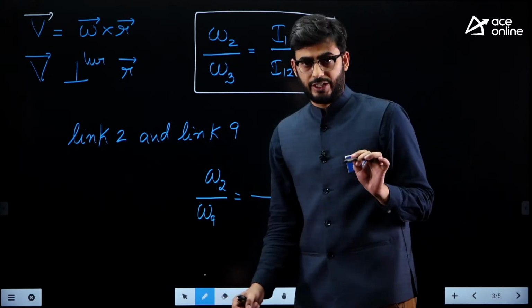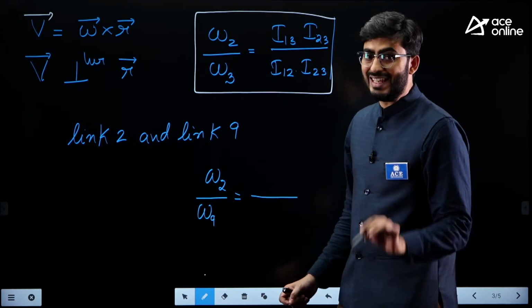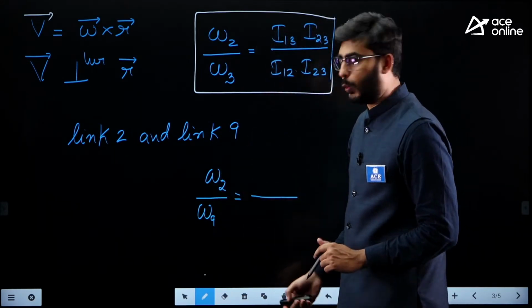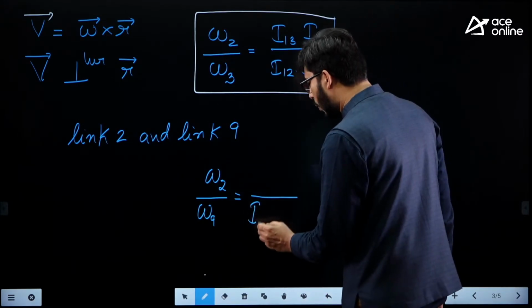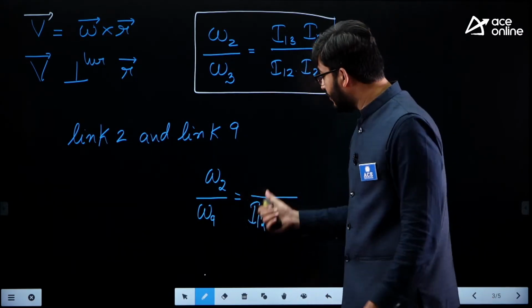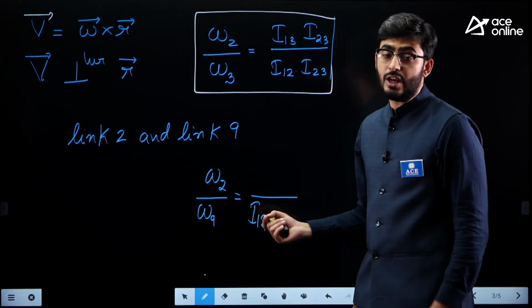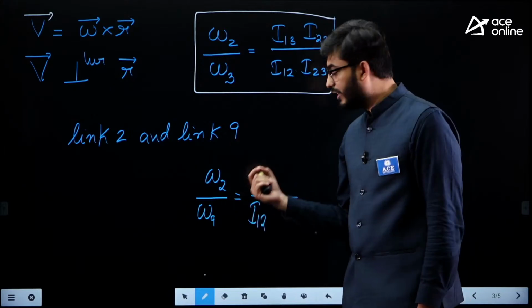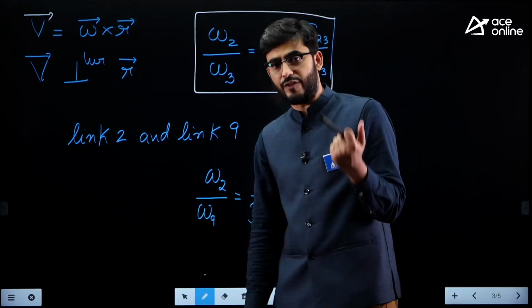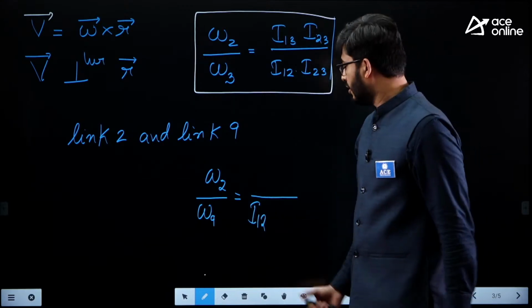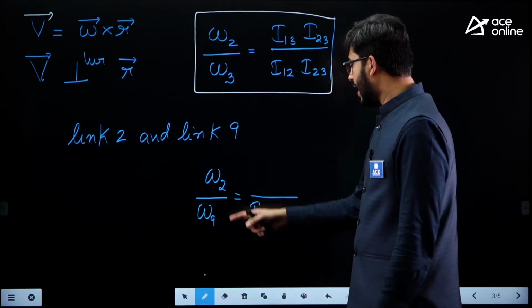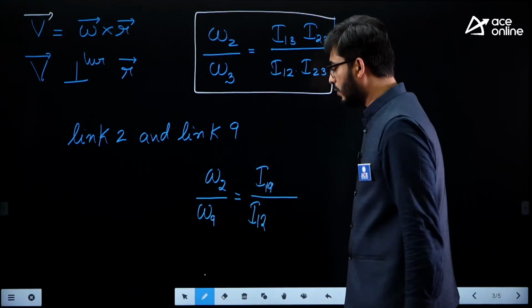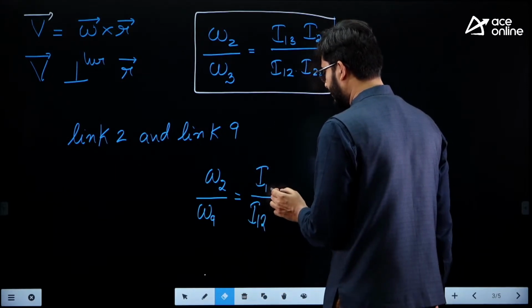First I have to write the center of rotation. The center of rotation for link 2 will be I12. Why? Because I am using 1 in the subscript, which means 1 is the fixed link, so I have to define the center of rotation with respect to the fixed link. Please understand that. So I12, and here on the top I have to write I19.